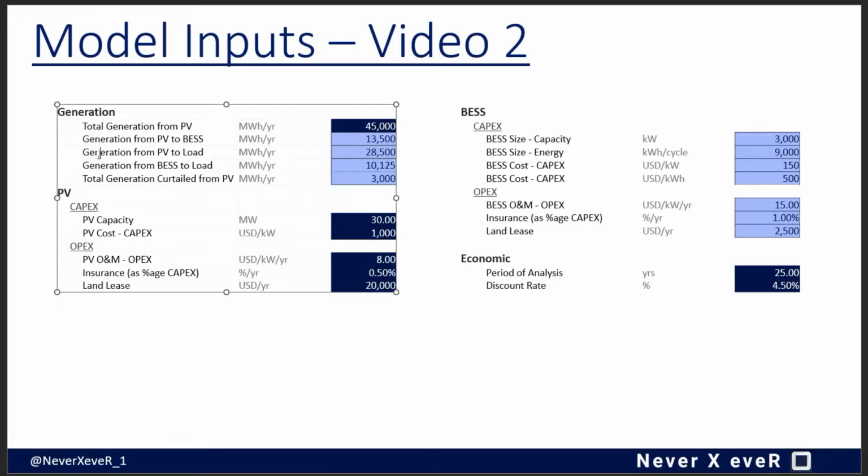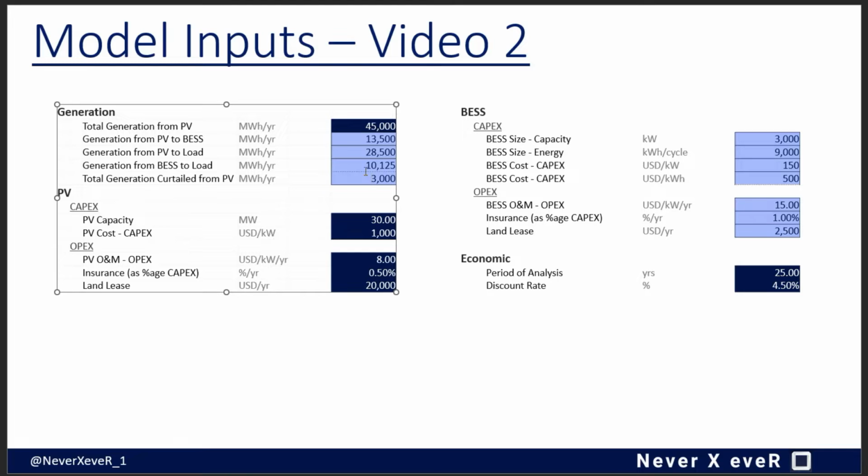Then we have the generation from the PV directly to the load. Instead of the 45,000 megawatt hours we had in the first video, now we're going to deliver from the PV directly to the load only 28.5 thousand megawatt hours per year. Then we have the generation from the battery system to the load, which is 10,125 megawatt hours per year.